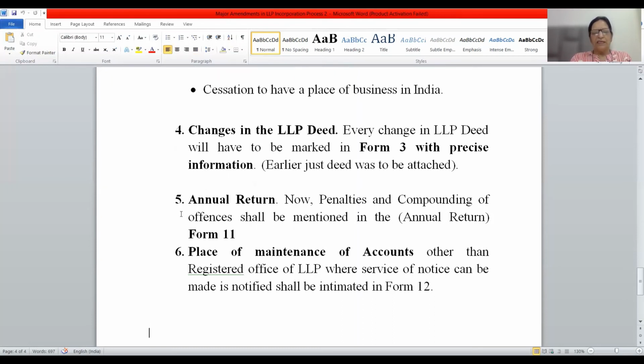The next one is place of maintenance of accounts. If the accounts are going to be maintained at a place other than the registered office of LLP, then in that case intimation has to be given in form number 12.